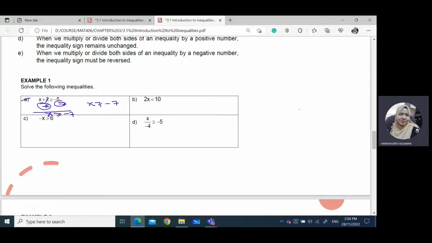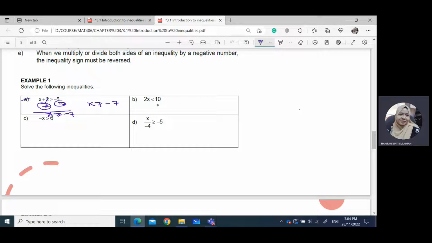Okay. So next kita ada 2x less than 10. Okay, so 2x less than 10. To solve for this x, so we need to divide by 2 for both sides. Okay, so kita bahagikan 2. So 2x over 2 less than 10 over 2. So here we have 2x over 2, we have x. X is less than 10 over 2 is a 5. Okay, so the answer here is x less than 5.